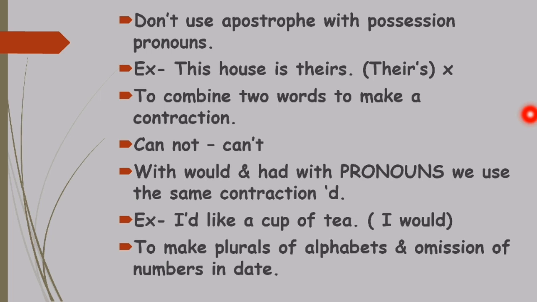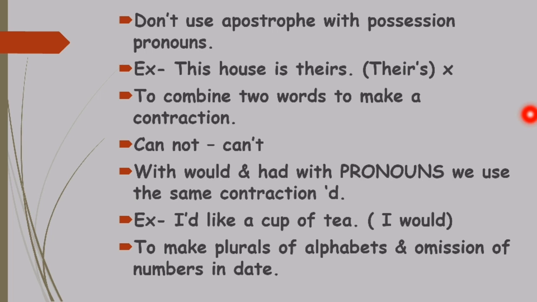With would and had, with pronouns we use the same contraction, apostrophe D, like I would like a cup of tea. Now just see, आपने I would की जगह क्या use किया है? I apostrophe D. Okay? So again you have made a contraction.